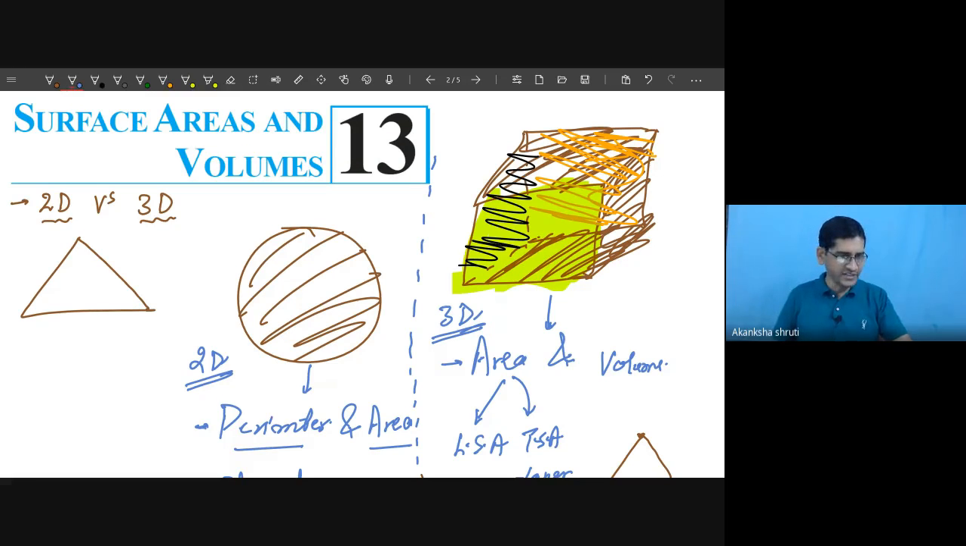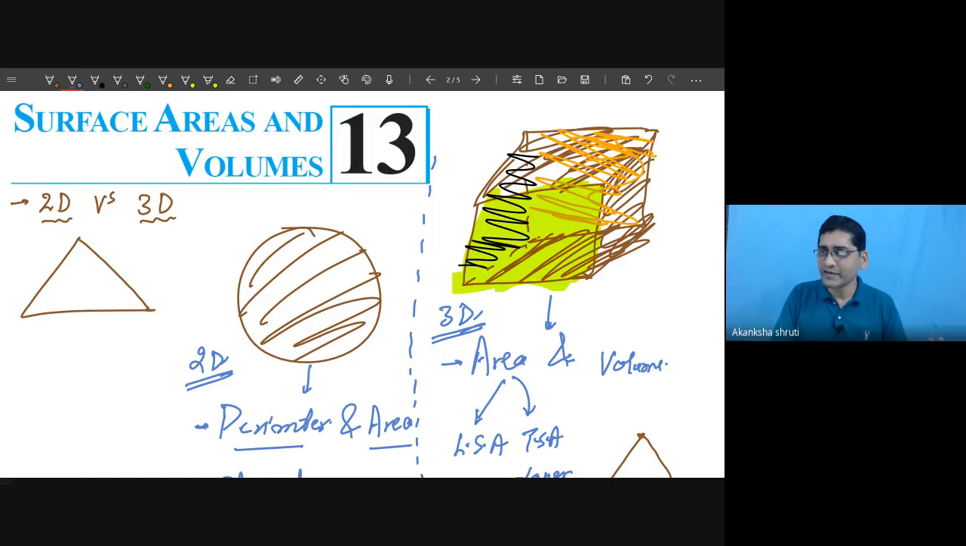Good evening, students. Today we are going to start our new chapter of mathematics, surface area and volume. In this chapter, we have to learn about three-dimensional objects.